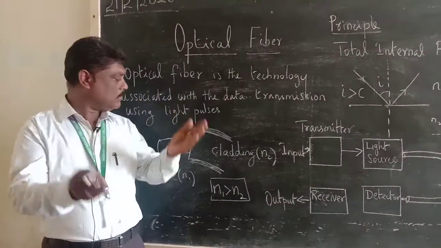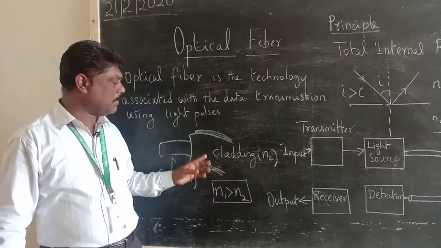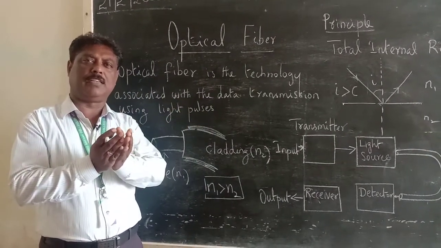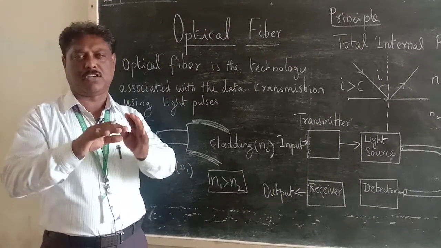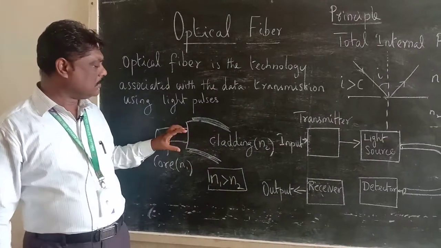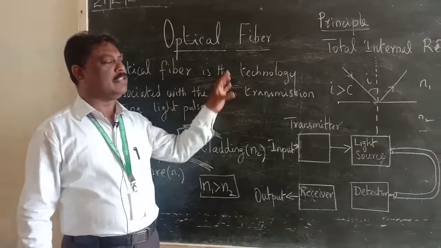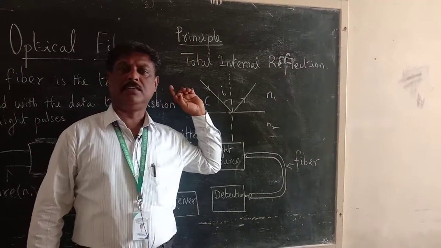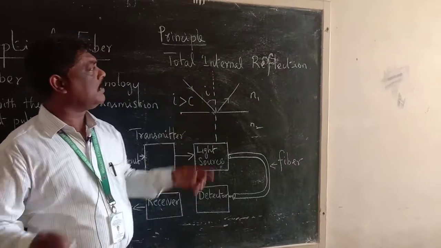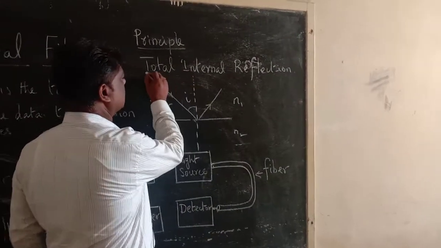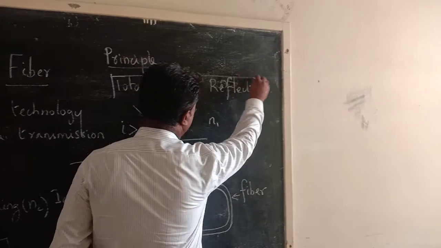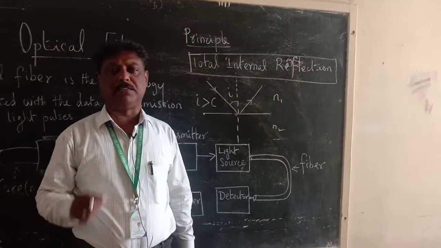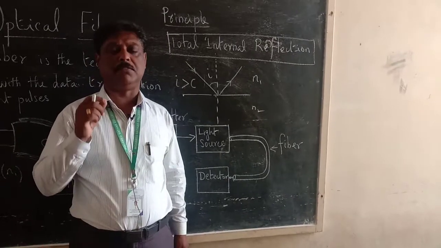Now this fiber is covered by an outer layer to protect the fiber from environmental factors. So this is the optical fiber. And then the principle behind the optical fiber is total internal reflection. Total internal reflection is the basic principle of optical fiber.